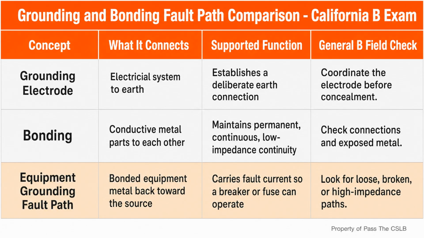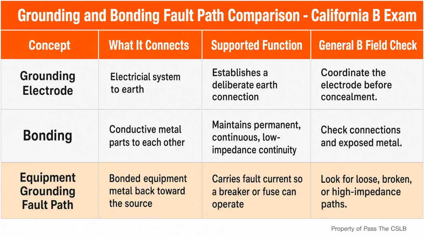Now let's get into it. A ground rod in the dirt is not the fast return path that makes a circuit breaker open during an equipment fault. The critical path is the permanent, continuous, low-impedance connection through bonded metal and the equipment grounding path back toward the electrical source. If a live conductor touches a metal case, that path must carry enough fault current for the breaker or fuse to operate quickly. If the path is loose, broken, or too resistive, the metal can remain energized while the protective device stays closed. That is the central idea I want you to carry through this entire lesson.